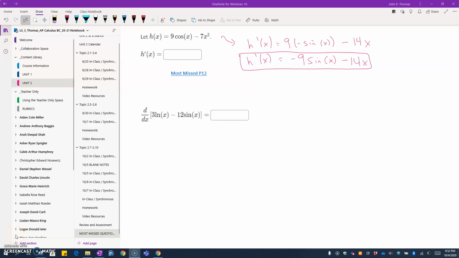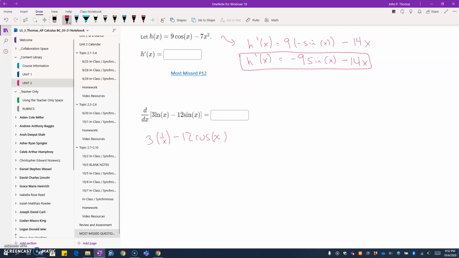This is most missed problem number 13 from our section on derivatives of e to the x and ln of x. So again, this asks us to take a derivative, so we're going to go through piece by piece. The coefficient out front stays in front, and then we take the derivative of the main function. Derivative of ln of x is 1 over x. And then we have minus 12 sine x, but the derivative of sine is cosine. So we end up with 3 times 1 over x minus 12 cosine x.